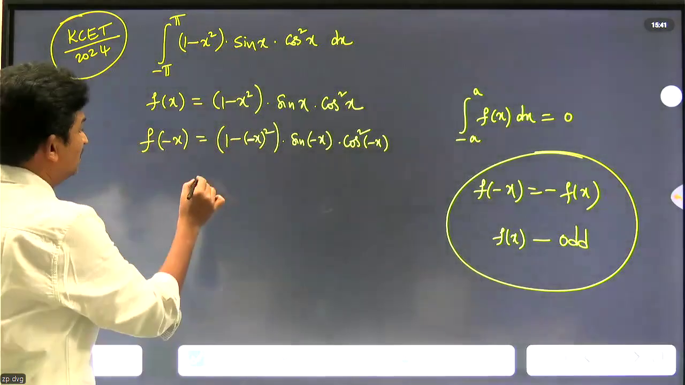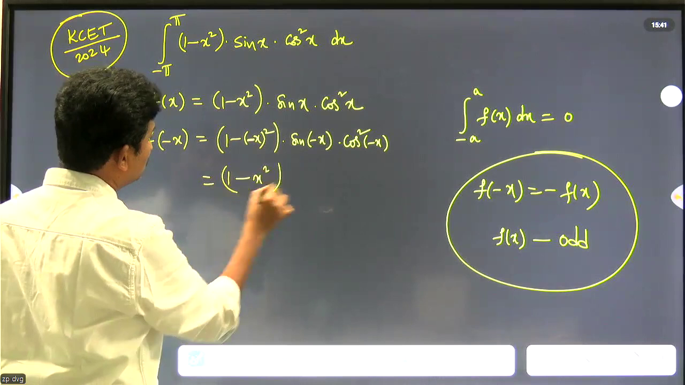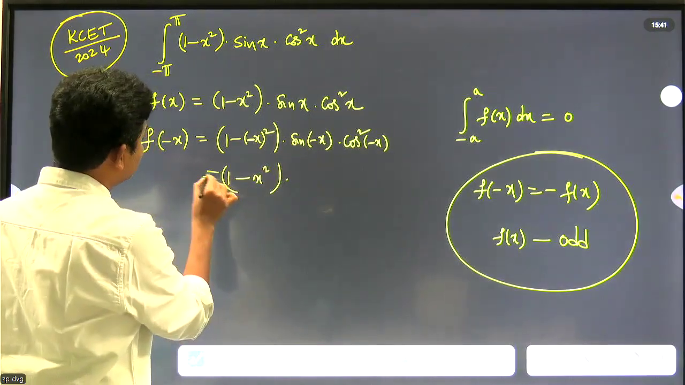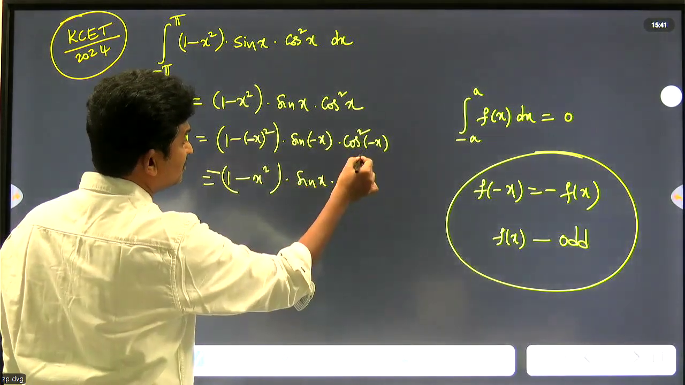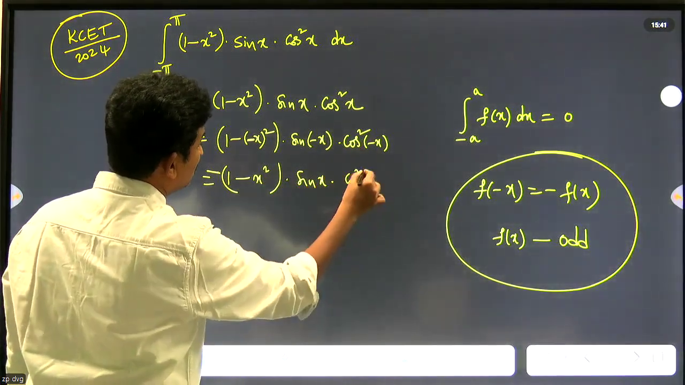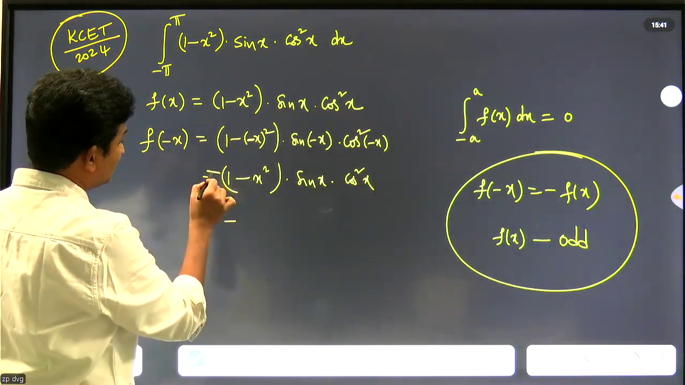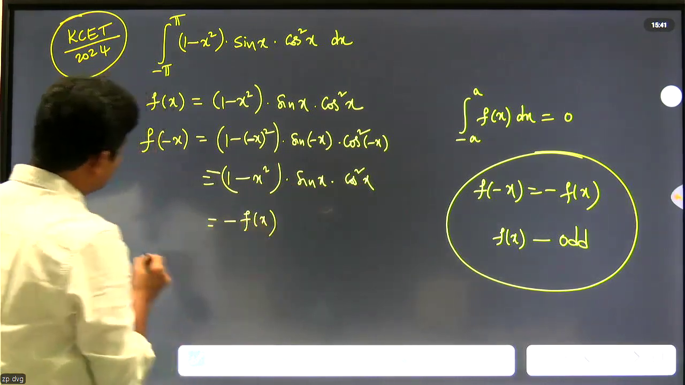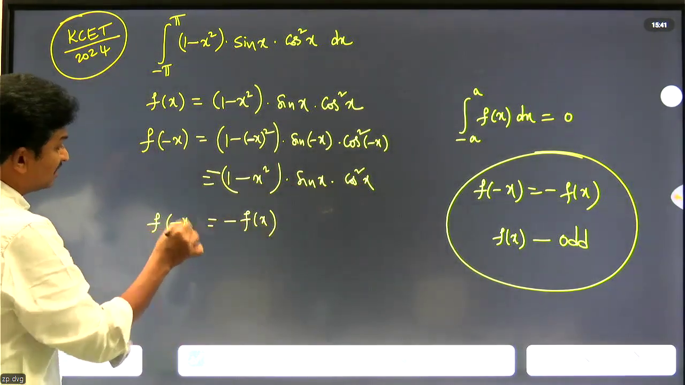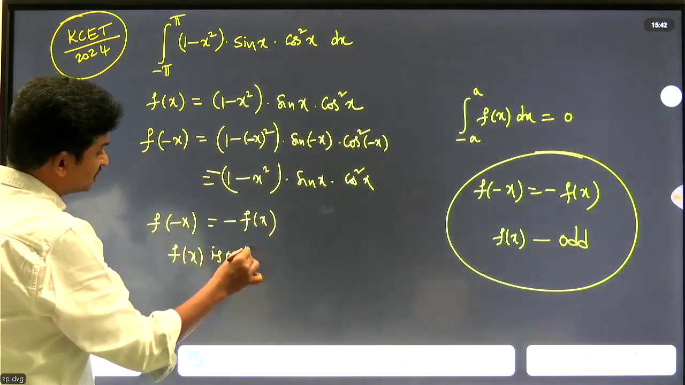Okay. Right. What will you get here? 1 minus x whole square is x square, into sin of minus x is minus sin x, into cos of minus x is cos x, cos x whole square is cos square x. Here minus is that minus. What is this? This is f of x. So when you calculate f of minus x, you got minus f of x. So what you identified? F of x is an odd function.